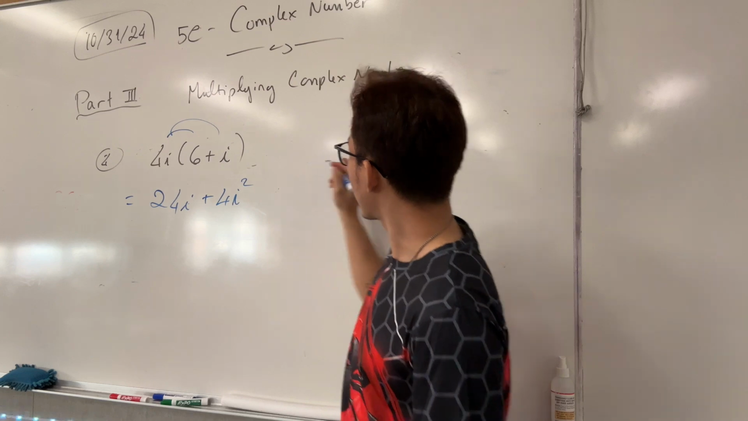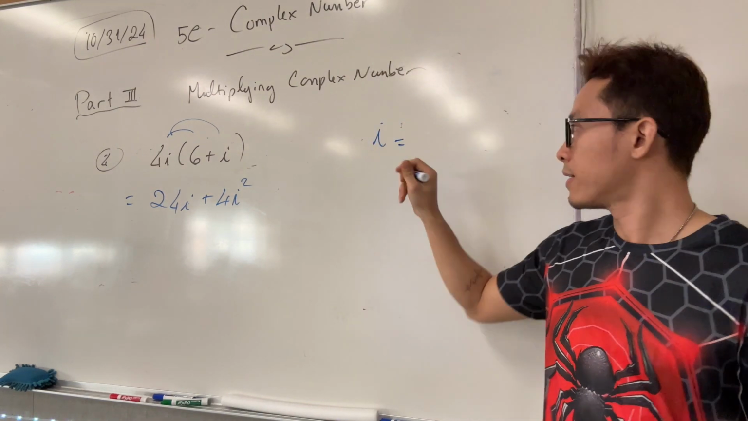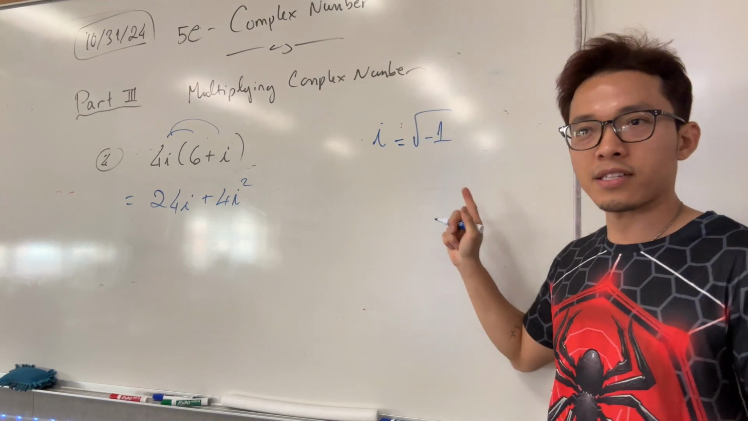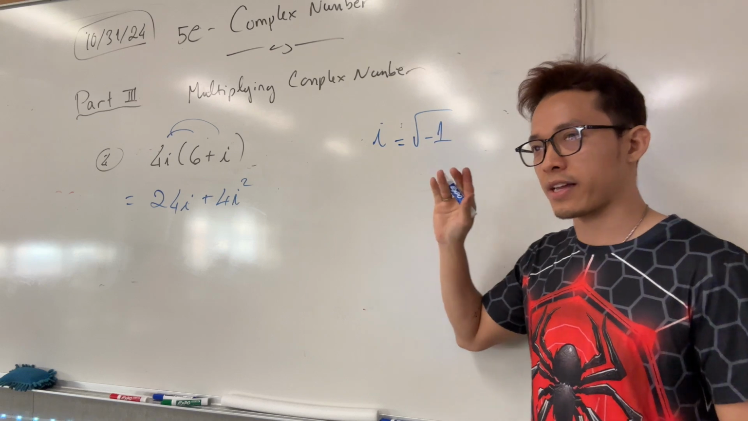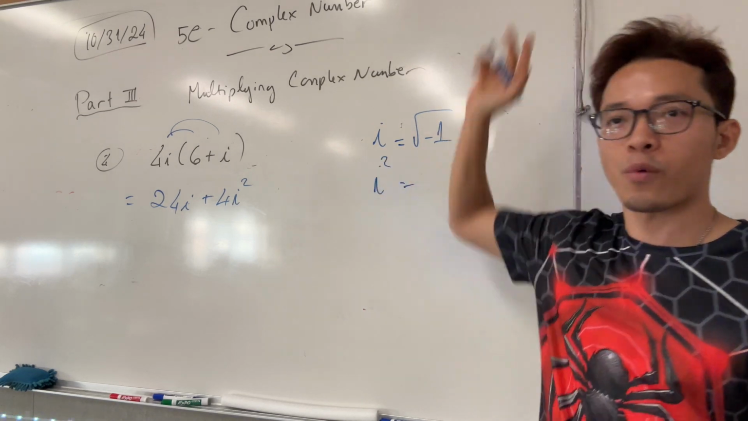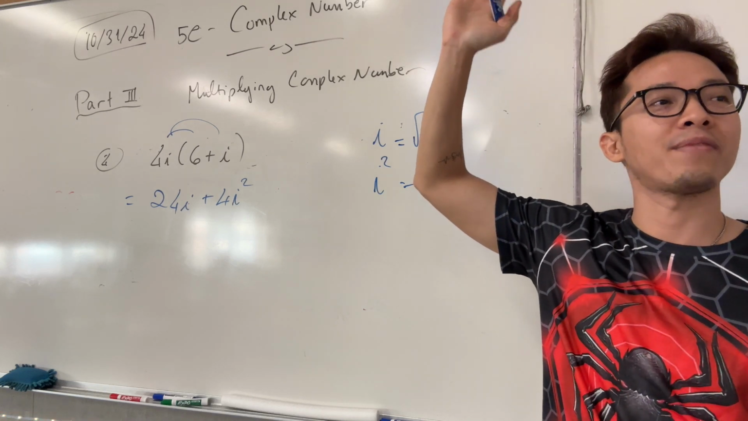Now, do you remember what i is? Square root of negative 1. Okay? Now I ask you this, just raise your hand. Don't yell out the answer, just raise your hand. So that's the other thing. What is i squared? If you know, raise your hand. I have 1, 2, 3, 4, 5, 6.